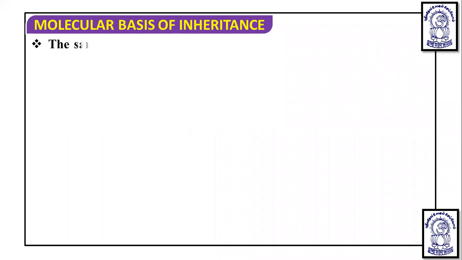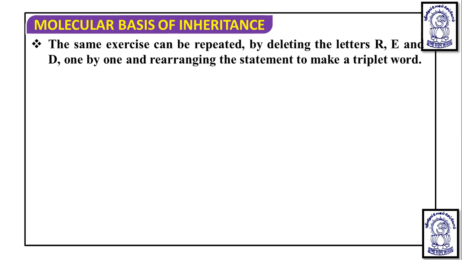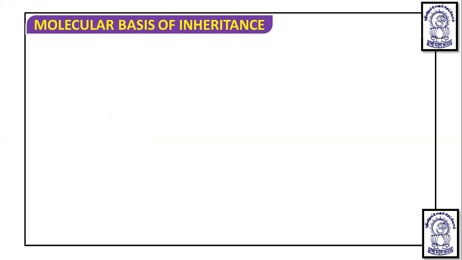The same exercise can be repeated by deleting the letters R, E, and D one by one and rearranging the statement into triplet words. If we remove R, it changes the whole statement: Ram has EDC AP. If we remove E, then it will be Ram has DCA P. Then if we remove only D, it is Ram has cap, because we have removed the whole word red. Like this, the rearrangement can occur, and the conclusion from the above exercise is obvious.